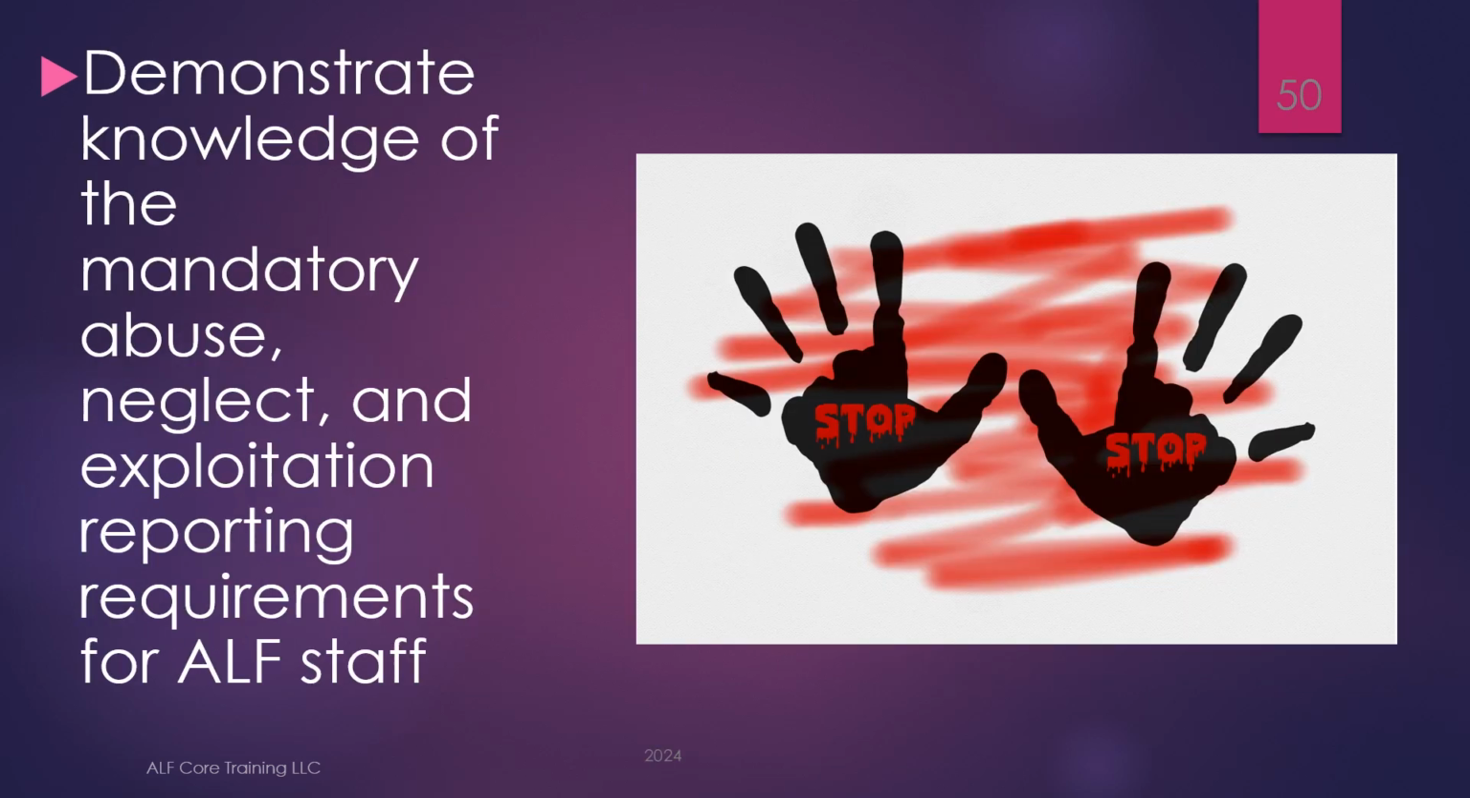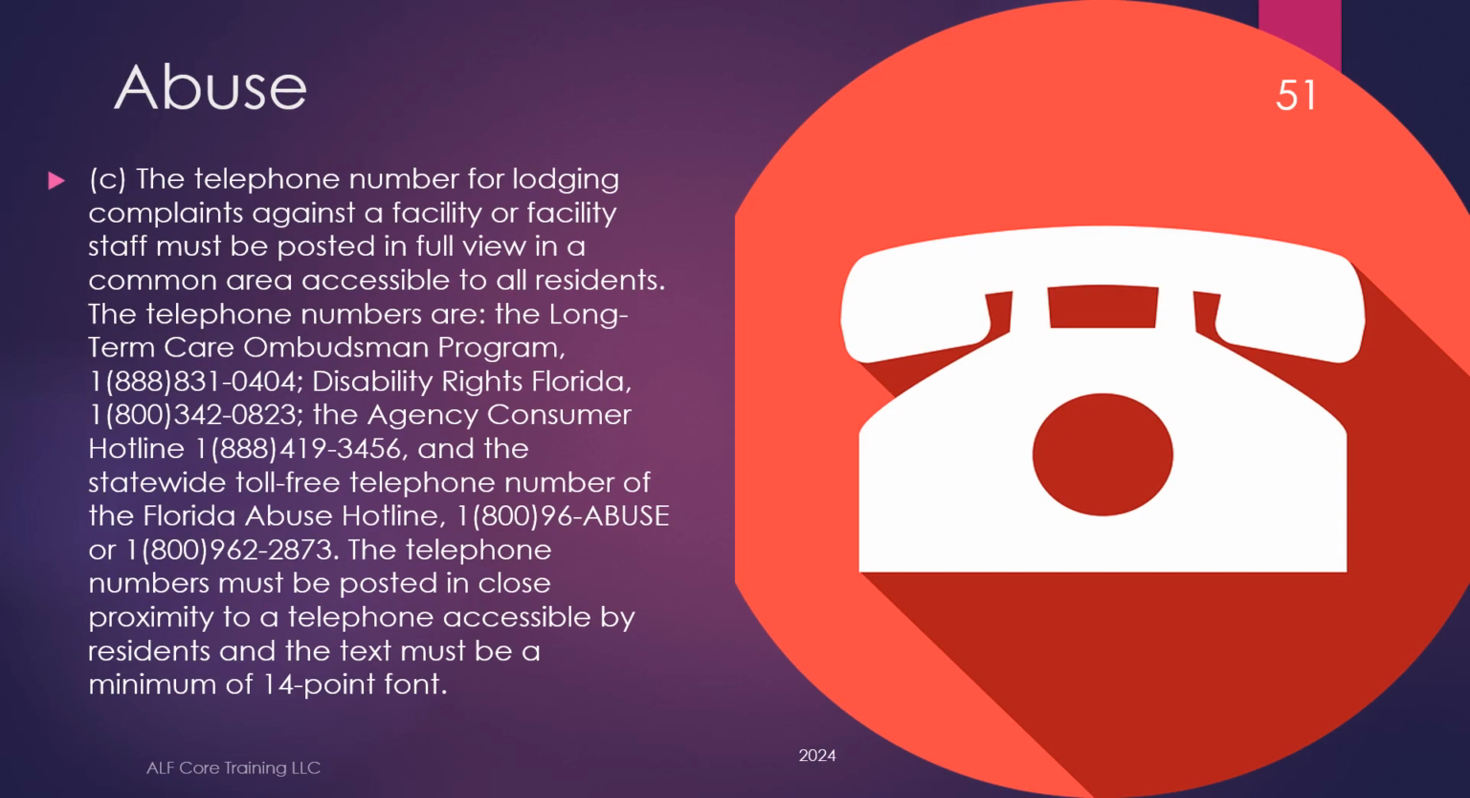Demonstrate knowledge of the mandatory abuse, neglect, and exploitation reporting requirements for ALF staff. Abuse. The telephone number for lodging complaints against a facility or facility staff must be posted in full view in a common area accessible to all residents.